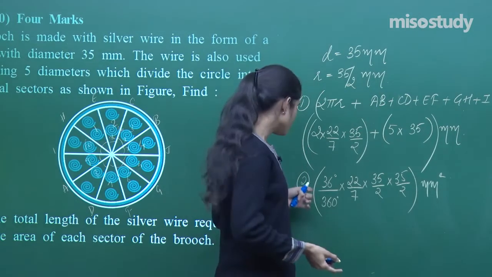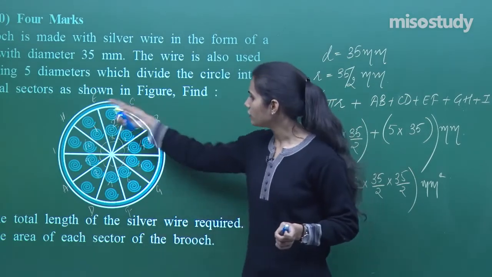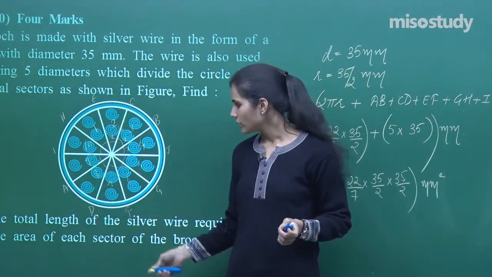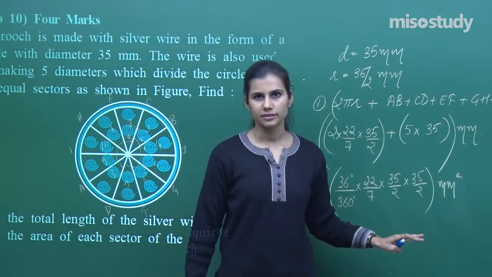Fine, and if you multiply it with 10, because there are 10 sectors, you will be getting the area of this entire circle. The question was to find the area of one sector, each sector. This is the area of each sector. Is it clear?